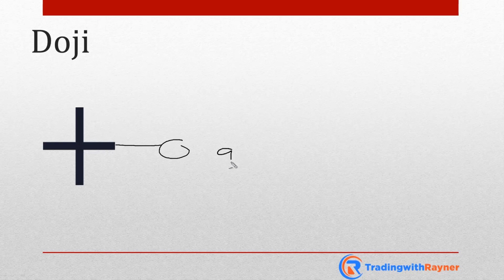Boom! So in this video, I'll be explaining what a doji is. A doji looks something like this. There are different variations to it, but I'll explain the technical definition of a doji. A doji basically means that the open and the close are at the same price level.